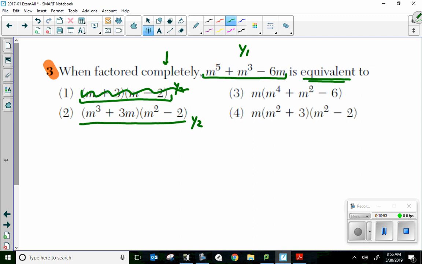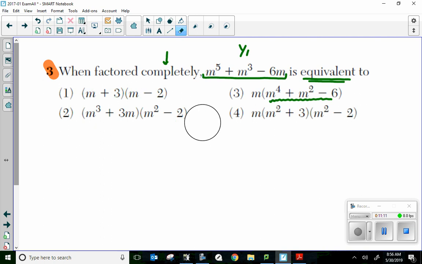One is a factored version. The other is factored, but factored completely. Meaning, I see this right here, and I know this can be factored again. This might be the same as what we have here in y1, okay? But I guarantee you there's another one that is exactly the same graph as well. One is factored completely, okay?